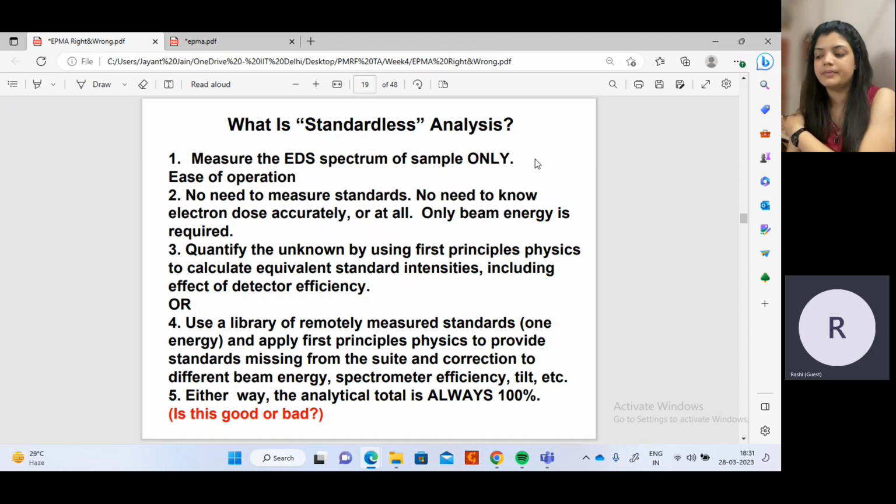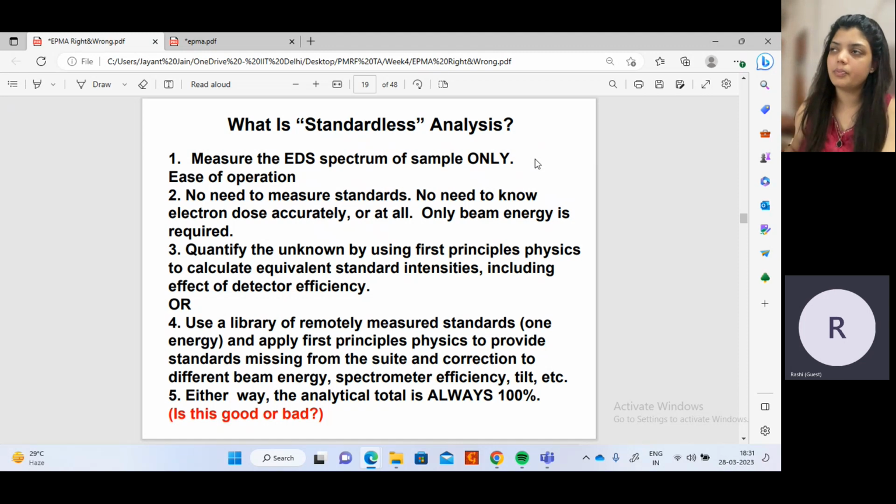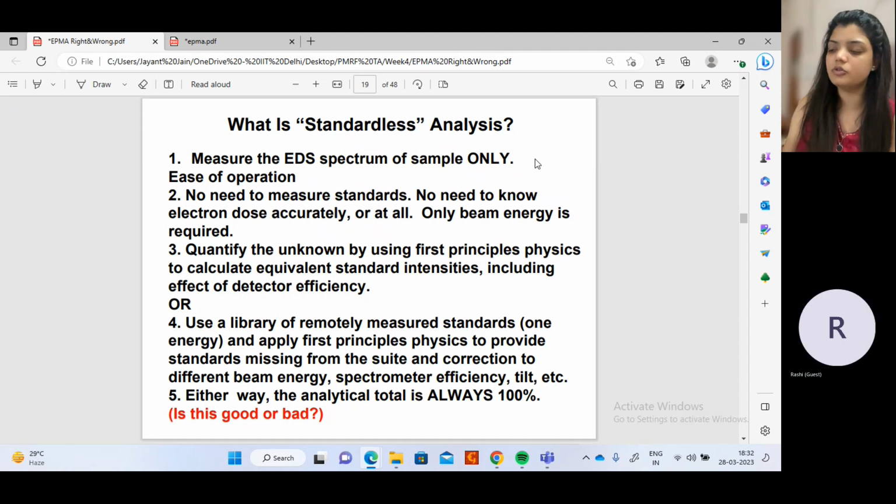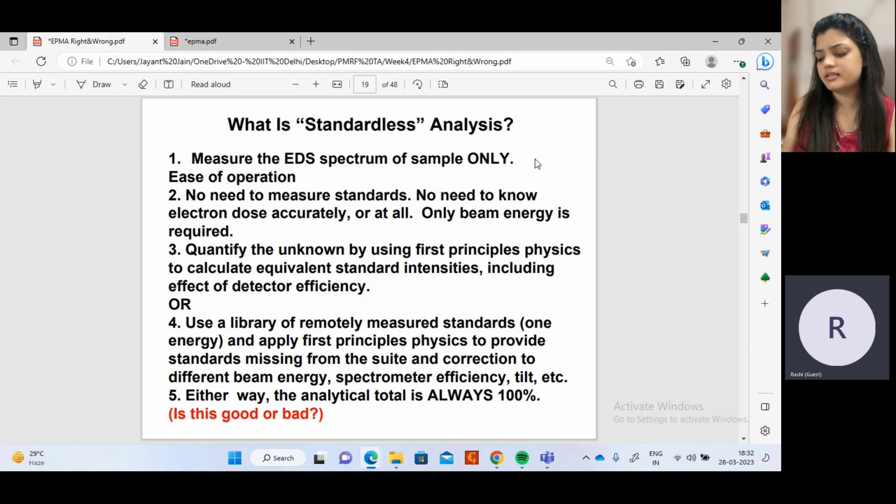Is this good or bad? Having a standardless analysis, what do you think? Is it good or bad? You can tell me that it depends upon sample to sample. Maybe I have a high entropy sample which has 5-6 elements. Then you can compare it with the standard and tell how much percentage you have. Or you want to tell the whole 100%, what is the composition of the sample. So it depends upon what you want. It is not that EDAX is good or WDS is good.